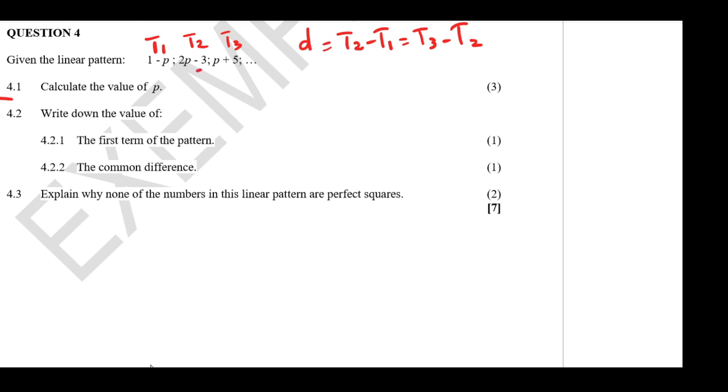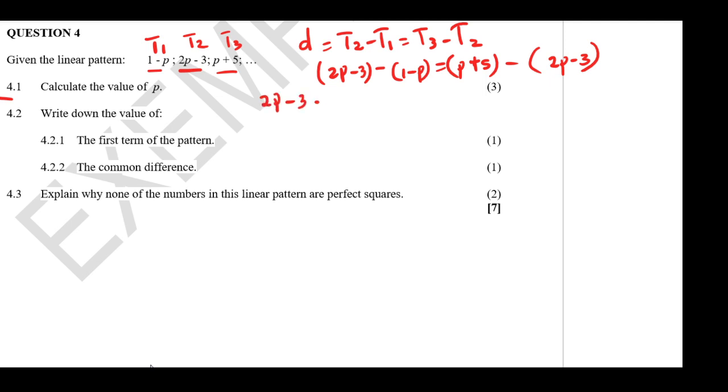Term number 2 is 2p minus 3, we're just going to put it in brackets to separate it. Term number 1 is 1 minus p. It's equal to term number 3, which is p plus 5, in brackets, minus term number 2, which is 2p minus 3. So we're just going to equate these and solve. We have 2p minus 3 minus, and this minus will multiply everything in here, so it's minus 1 plus p equals p plus 5 minus 2p plus 3. This is an equal sign, by the way.